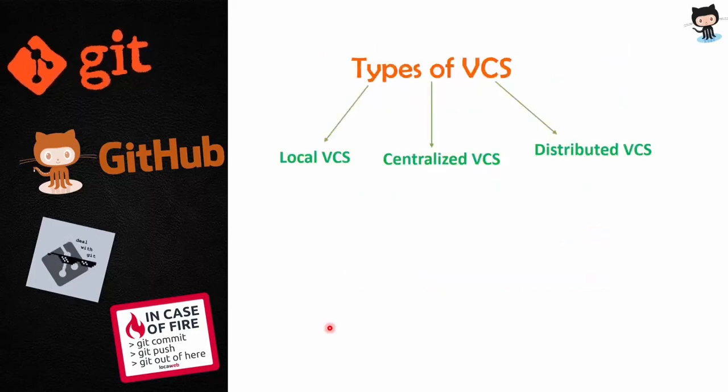Now in the previous tutorial, I explained that Git is a distributed version control system. Now to understand what a distributed version control system is, we need to understand the different types of version control system. So here we have three types of version control system in general. One is the local version control system. The second is the centralized version control system. And third is the distributed version control system.